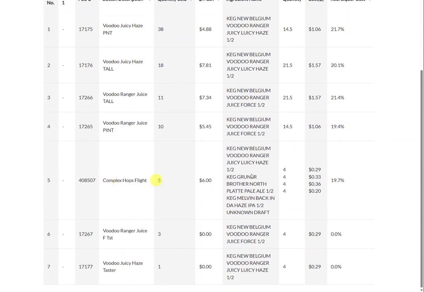We can also see on their flights what the cost of the ingredients is and what costs. And also these guys are smart. They're ringing up their tasters, which obviously has a 0% cost.